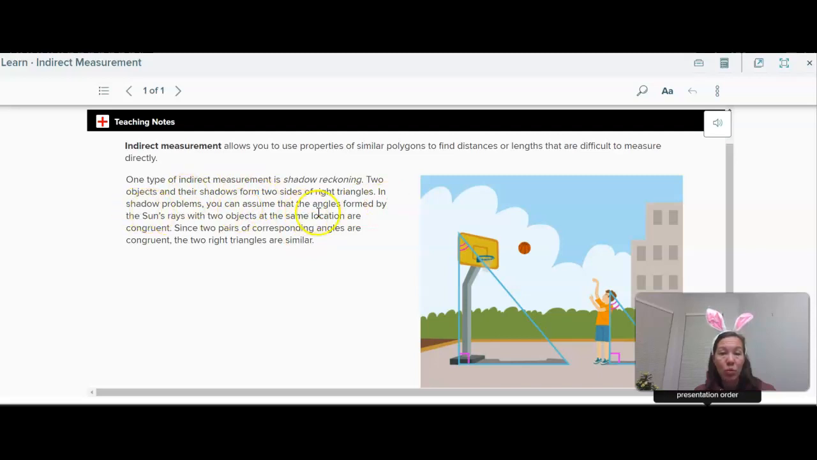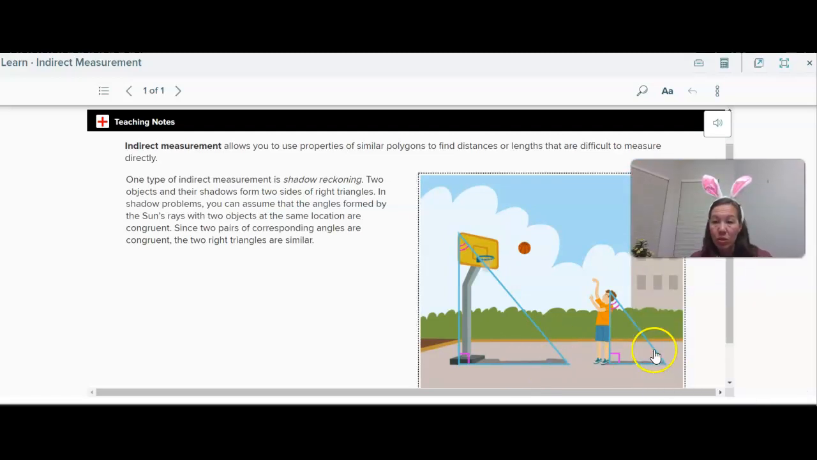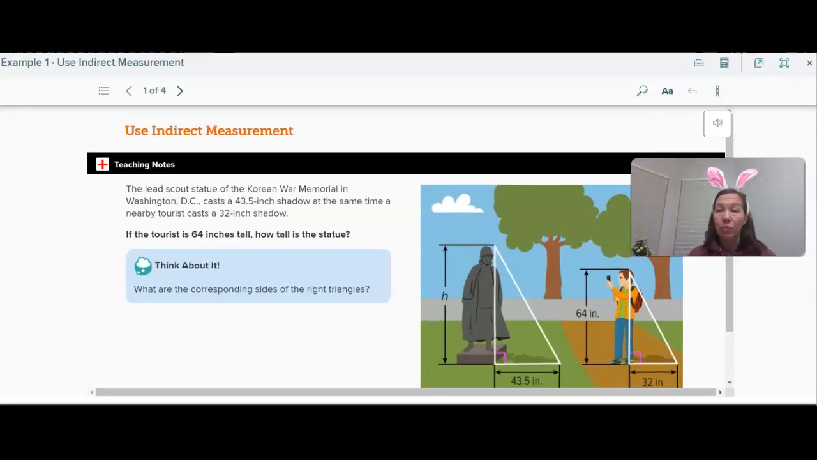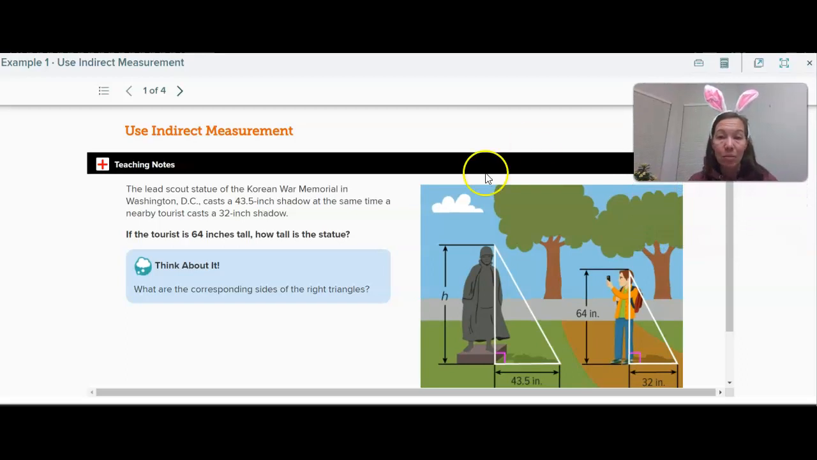In shadow problems, we can assume that the angles formed by the sun's rays with two objects at the same location are congruent. So these two angles on the ground, we can assume are congruent. If the objects are in the same general location, then that angle formed by those sun rays will be the same, which would make, since we have a right triangle, two sets of congruent angles, then we could say that those are similar. So we're going to use this indirect measurement to find measures of things like that. So we're just hopping right along here, and let's look at this.